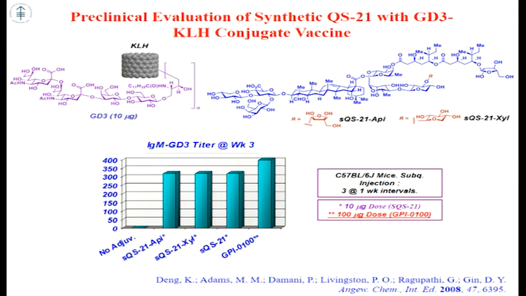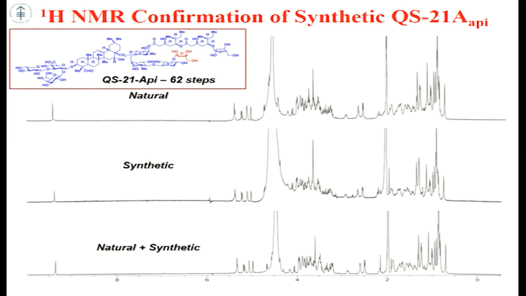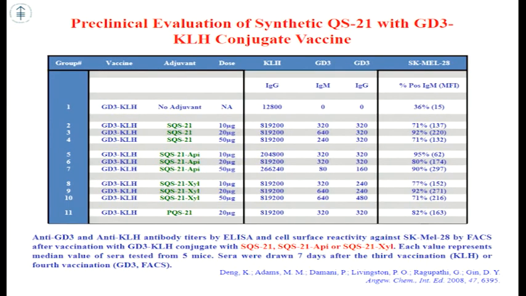Then this is the summary, and again here we can say, okay, different forms of the QS21 induce a very high titer of IgG and IgM response. Those antibodies are reacting with melanoma cell lines. Very good. So we got very good results.